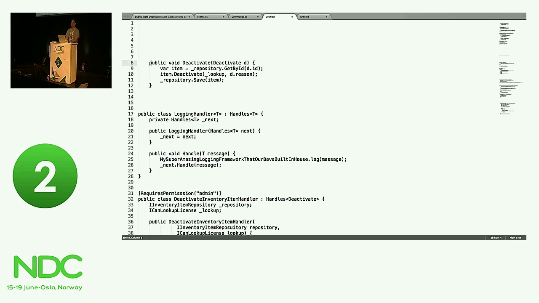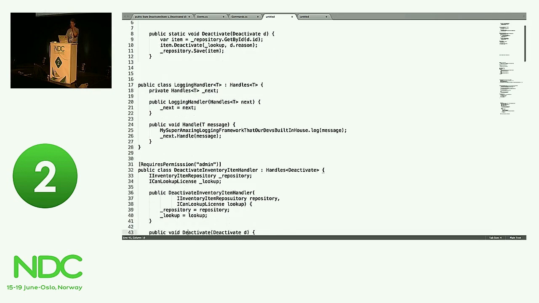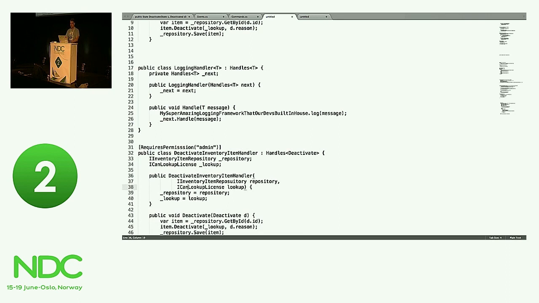Okay, so now we've got this thing called deactivate. Except now I would make this static because it doesn't need to live in a class anymore. Okay, so the only problem is, before I had my constructor here. And my constructor, it had parameters and stuff that I needed because I have dependencies.